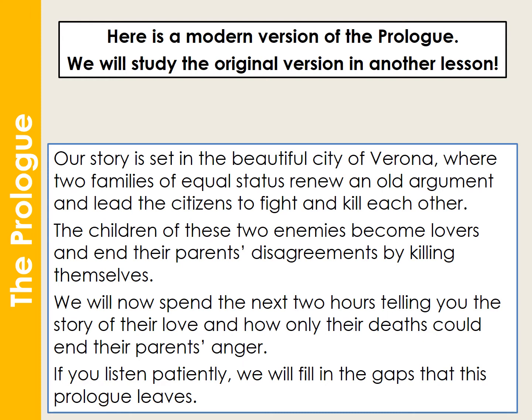Our story is set in the beautiful city of Verona, where two families of equal status renew an old argument and lead the citizens to fight and kill each other. The children of these two enemies become lovers and end their parents' disagreements by killing themselves. We will now spend the next 2 hours telling you the story of their love and how only their deaths could end their parents' anger. If you listen patiently, we will fill in the gaps that this prologue leaves.